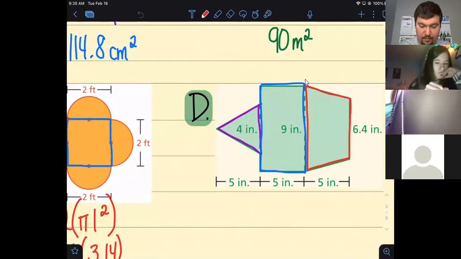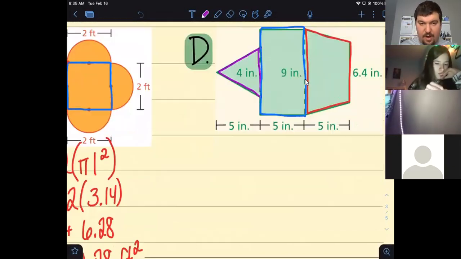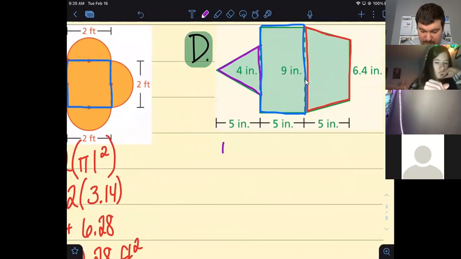So let's start with the triangle. The triangle formula is 1/2 times the base of the triangle times the height of the triangle. We know the base of the triangle is 4 inches.